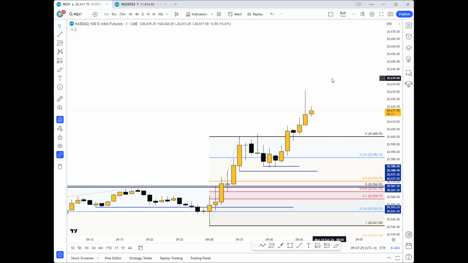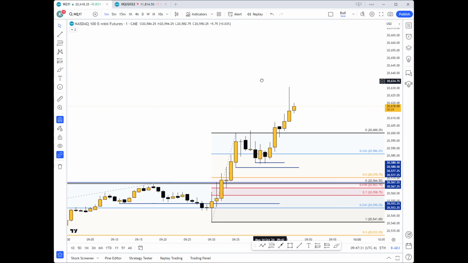Again, no structure on this at all. This is higher time frame delivery. We needed to have a closure underneath here.